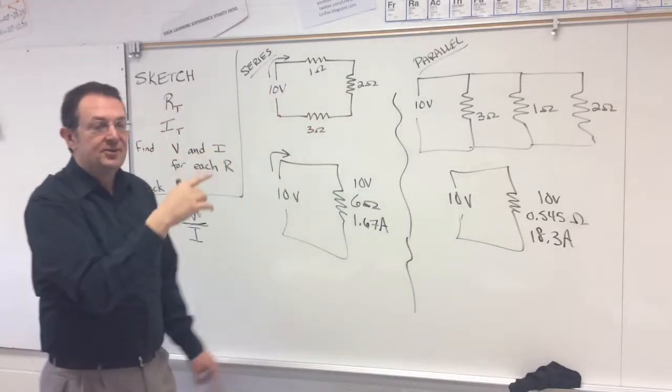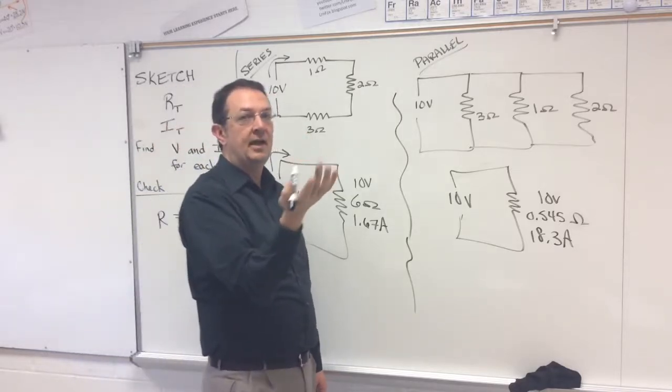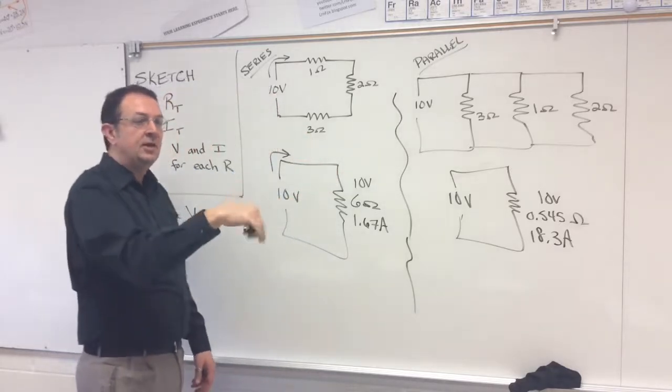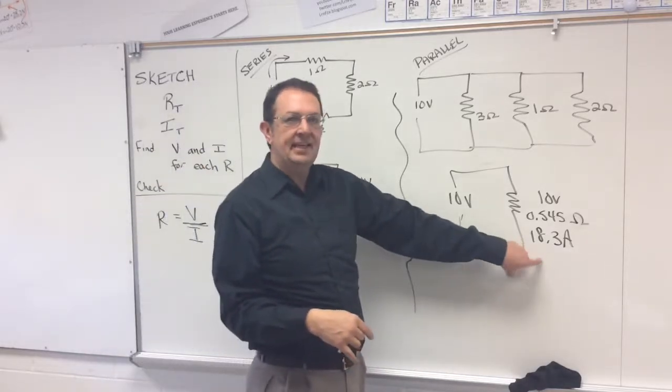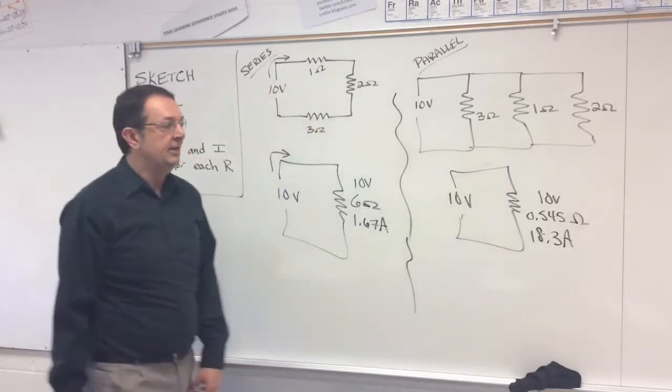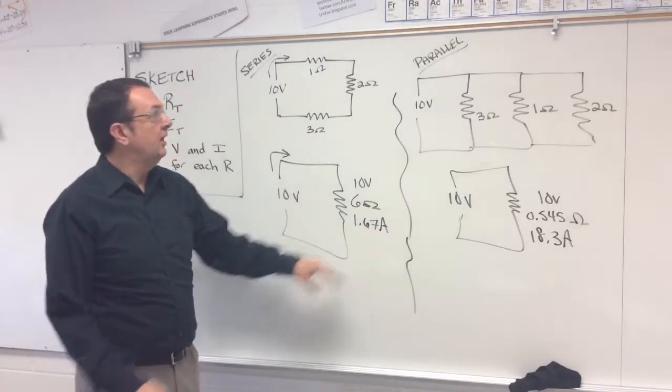Here is the opposite trend. As you add more resistors in series, you get more resistance, and as a result, from the same source, you get less current. 1.67 amperes versus 18.3 amperes. Significant difference. This 1.67 amps, it's got nowhere else to go.